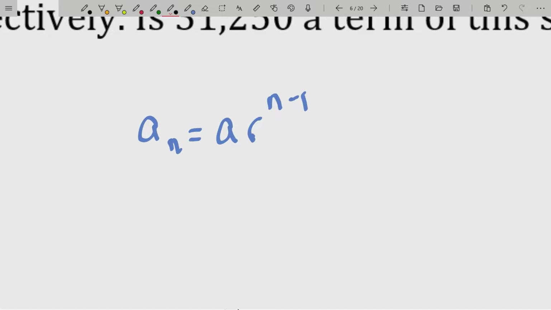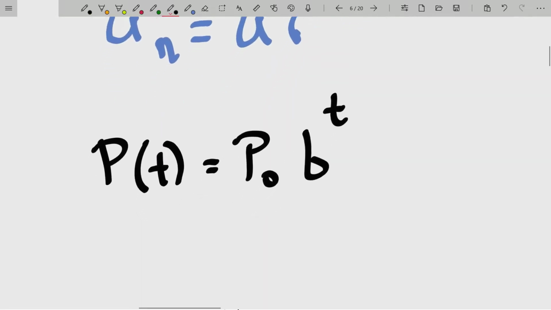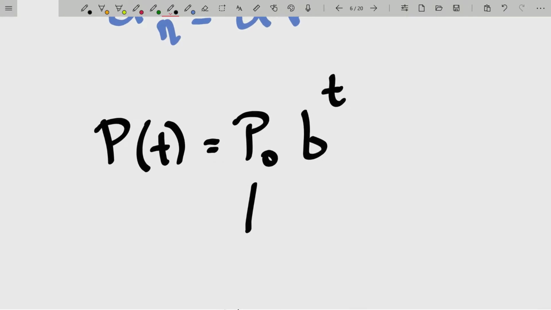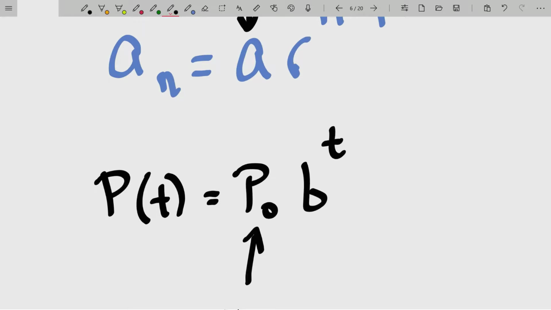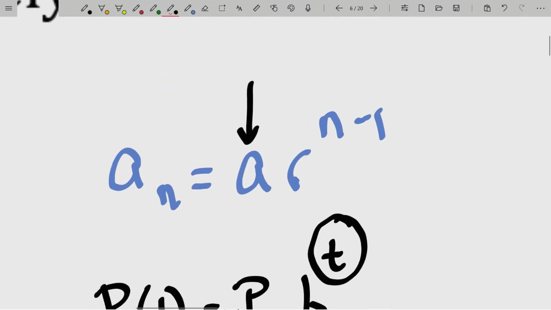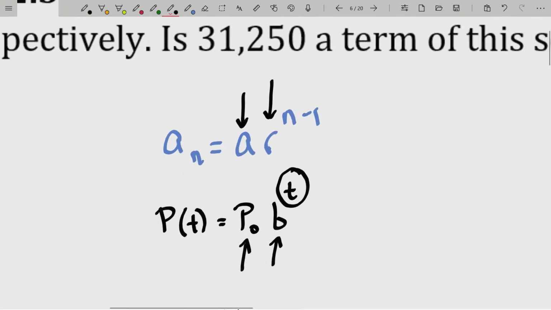Well, if you relate that to the algebra you've been working on, you might see that this is very much similar to this. Just like an exponential function, it has an initial population, just like you have an initial value. And every time a year passes, or whatever t may stand for, you're multiplying by the base. And that's exactly what we do here. Every time we increase n, we're multiplying by that base, which is the common ratio.